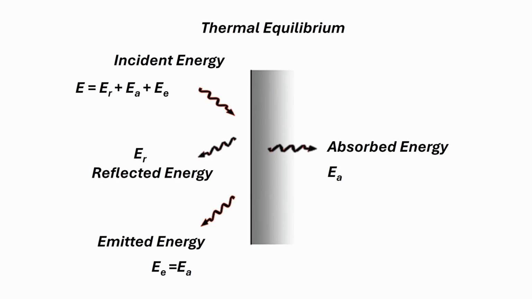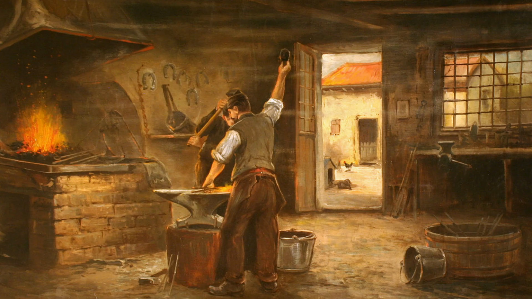Kirchhoff's law of thermal radiation states that for any thermally radiating body in thermal equilibrium, the amount of energy absorbed at a certain frequency is equal to the amount of energy emitted at the same frequency. The radiation represents a conversion of a body's internal energy into electromagnetic energy and is therefore called thermal radiation.